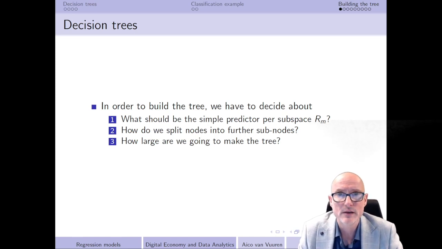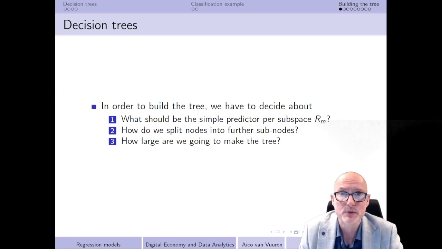We have asked Python to do that for us, but the question arises, how does Python actually do that? That's this second question that we have over here. And then the last question is, how large are we going to make the tree? Well, the answer to that last question is actually quite simple, because it is related to something we have already seen so many times before, and that is cross-validation, or, of course, using a validation sample.